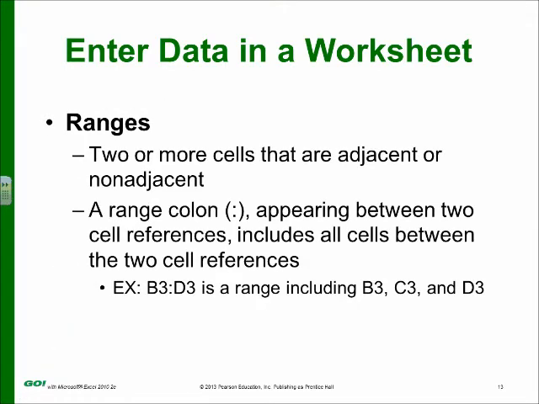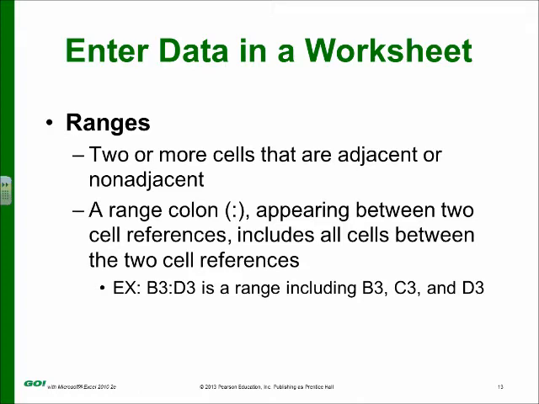Ranges are anytime there are two or more cells that are adjacent, meaning touching. A cell range can be non-adjacent as well, but we typically see ranges that are two or more cells that are adjacent, in close contact. And then a range colon will appear between the two cell references, so the names of the cells.